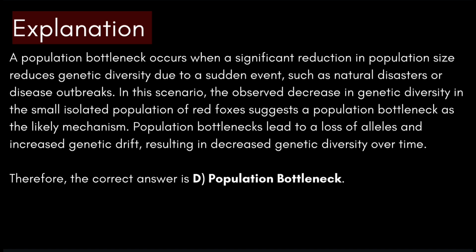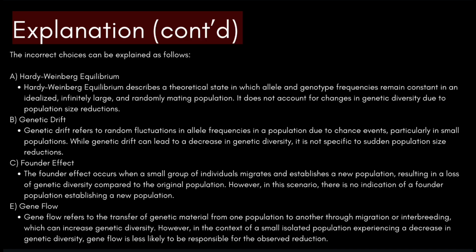Moving on to see why the other answer choices are wrong. Hardy-Weinberg Equilibrium describes a theoretical state in which allele and genotype frequencies remain constant in an idealized, infinitely large and randomly mating population. It does not account for changes in genetic diversity due to population size reductions. Genetic drift refers to random fluctuations in allele frequencies in a population due to chance events, particularly in small populations. While genetic drift can lead to a decrease in genetic diversity, it is not specific to sudden population size reductions.